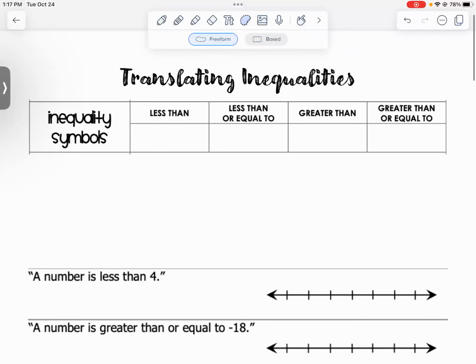Here you go. We're on page 4. Okay. We are going to be working with inequalities. But we're going to have to write them.